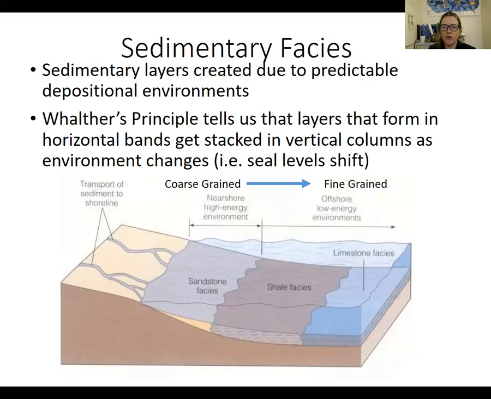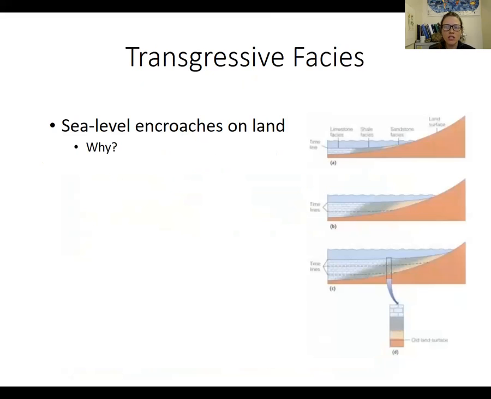So even though these layers form in distinct adjacent facies, they can over time become stacked vertically, and the way that they're stacked tells us a lot about how the environment was changing. In particular, we have two terms, transgressive and regressive facies, that refer to particular types of events. So transgressive facies refer to the example that I already gave, where we have sea level that's encroaching onto land.